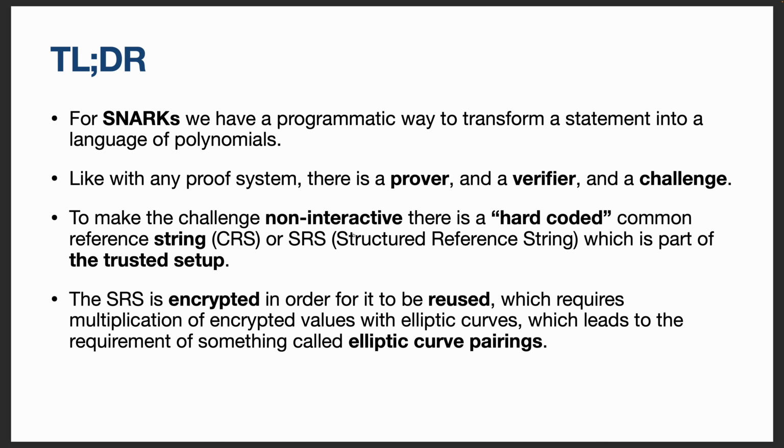So, too long, didn't read: SNARKs are the gold standard for writing zero knowledge proofs for ordinary Solidity developers. Like any proof system, there's a prover, a verifier, and a challenge, which is a proof. To make the challenge non-interactive, meaning no interaction before the verification, there is a hard-coded common reference string, which is randomness set up during the trusted setup. The random string is encrypted to be reused, and it is really important for those who inject the random string to hide their string, so that no one can recompute the proof.